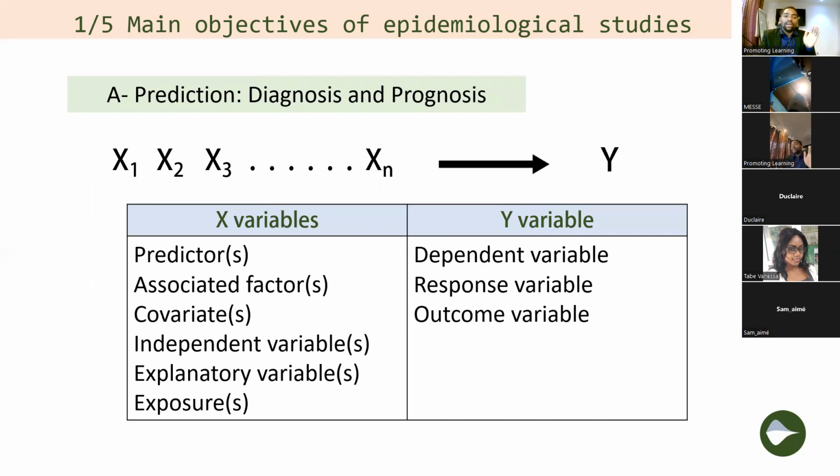So here, the X variable is not going to be called just predictors, because here, we don't care whether the predictor has a causal relationship. We just want to know whether it helps.